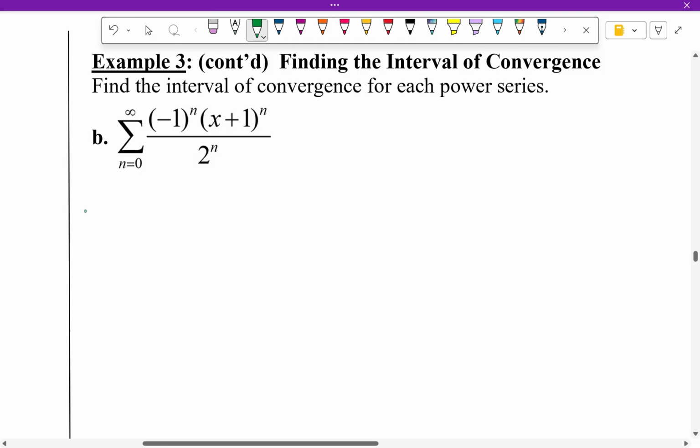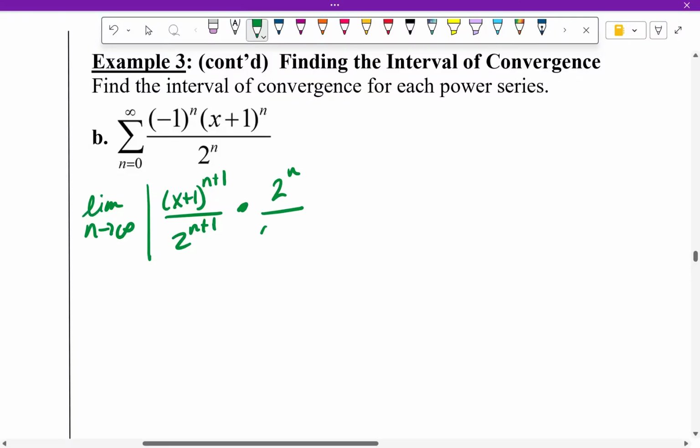Okay, so we're going to start with the limit as what? Good. So we've got (x plus 1) to the n plus 1 over 2 to the n plus 1. Okay? And then I'm going to divide by the original, or multiply by the what? Reciprocal. So 2 to the n over (x plus 1) to the n.